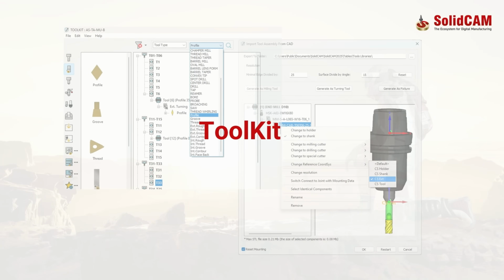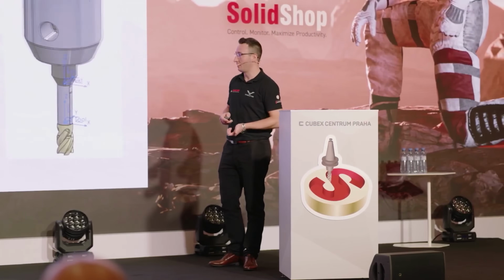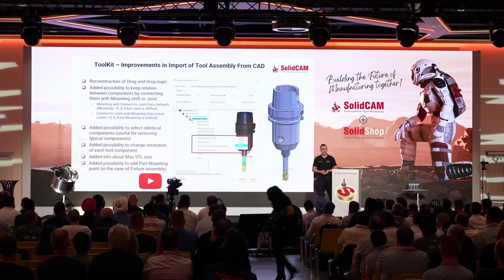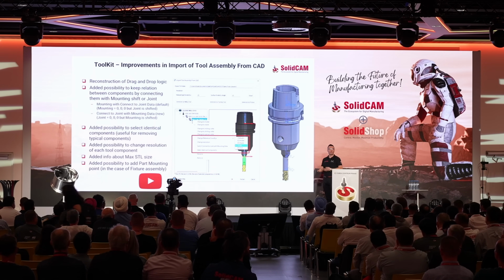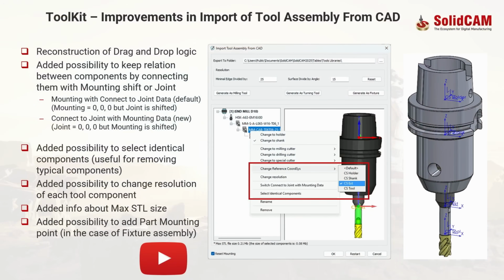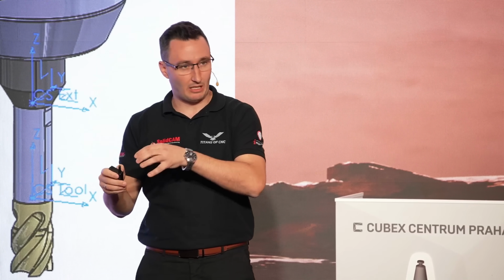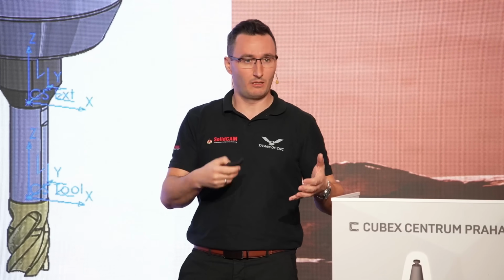I'm going to have a lot of live demonstrations on most of these features, but those are just the highlights that we have. I always liked import tool assembly from CAD, and we constantly improve this feature. But now I love it because we have an option for every individual component to change the reference coordinate system and to change the resolution. I like it when I have a very complex assembly, but I want my cutter to be very detailed, while for the rest of the holder, I wish it to be done with a rougher resolution.